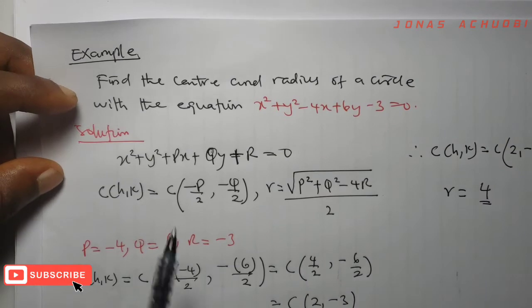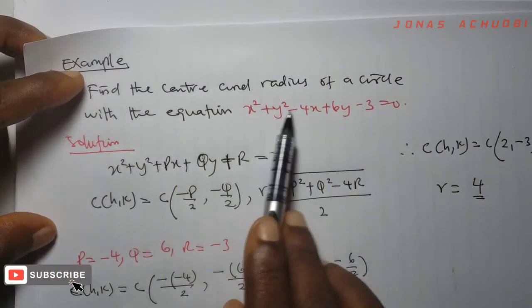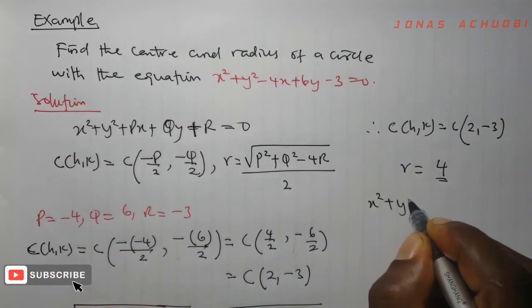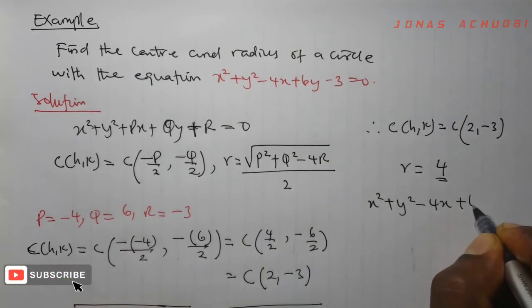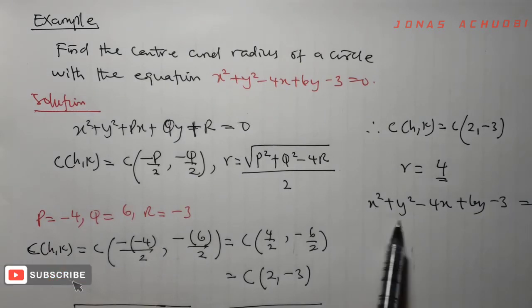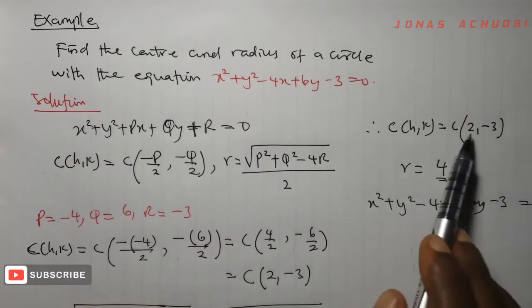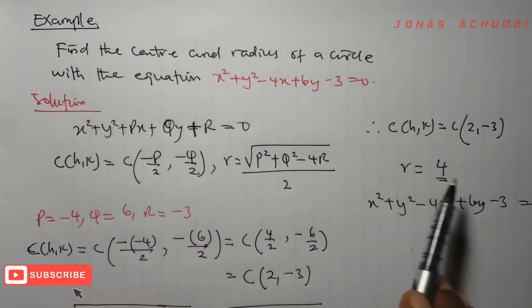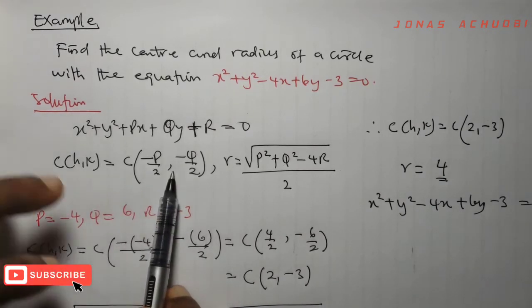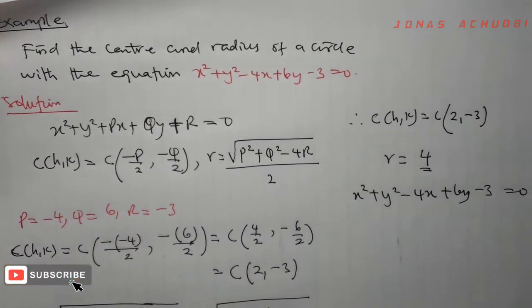Now take note. If you like, at this point, you can go ahead and complete the squares on this equation, x squared plus y squared minus 4x plus 6y minus 3 equal to 0. You can complete the squares on x as well as on y, and arrive at the same answer for center and radius. But that process is rather too long. Why not just use the center coordinates as minus p over 2 and the radius formula? We shall take the second example.